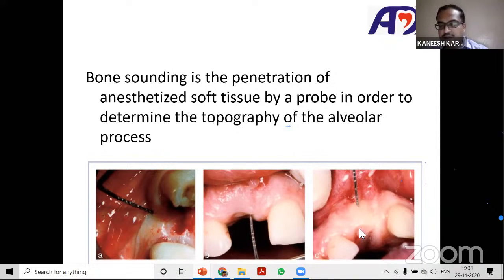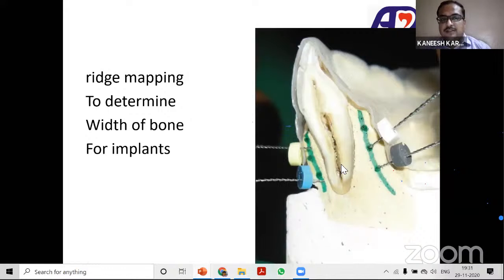of the alveolar process. Ridge mapping is to determine the width of the bone. Okay, so you pour a cast, you section it, and you draw a line with the bone sounding results. Okay, so this is to determine the width of the bone for the placement of implants. So that is called ridge mapping.